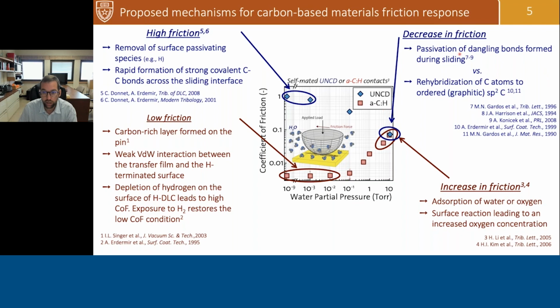The first one has been shown to be due to the passivation of dangling bonds on the surface by water molecules and oxygen molecules, which prevents the formation of strong covalent carbon-carbon bonds at the interface. But other researchers have shown that this occurs together with the rehybridization of carbon atoms from sp3 to sp2, and in some cases, people have shown also the formation of ordered structure. These two proposed mechanisms have resulted in some friction in the community.